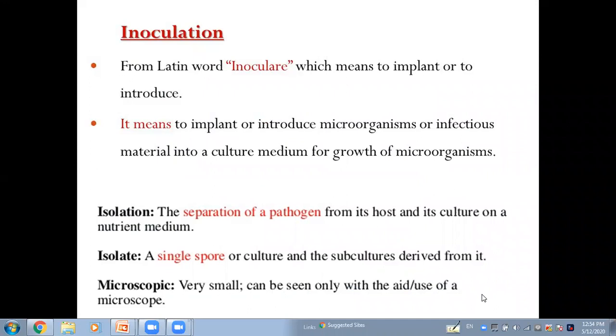So the term microscopic means any microorganism which is very small and can be seen only with the aid or use of a microscope.